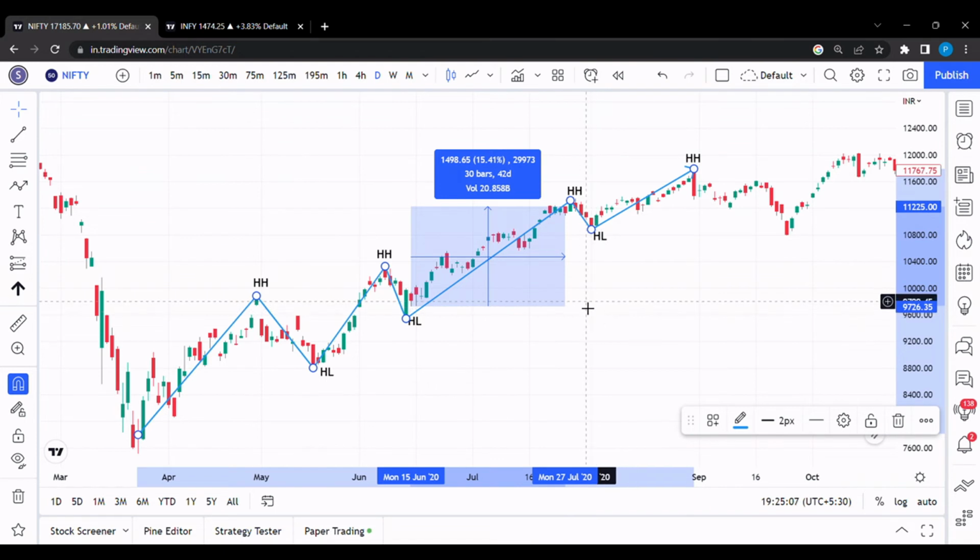Isn't it great? Because most mutual funds give a yearly return of 12 to 15%. If it is very good, 20%. But if you're getting a return of 15% in 42 days, it is pretty good, isn't it?